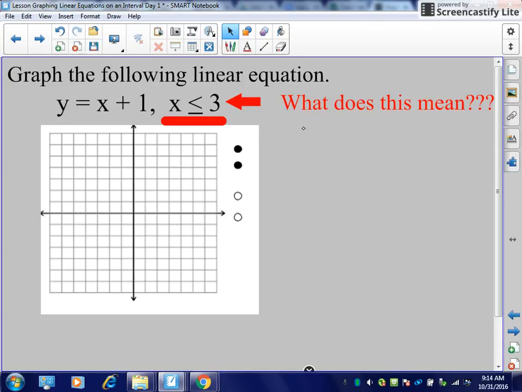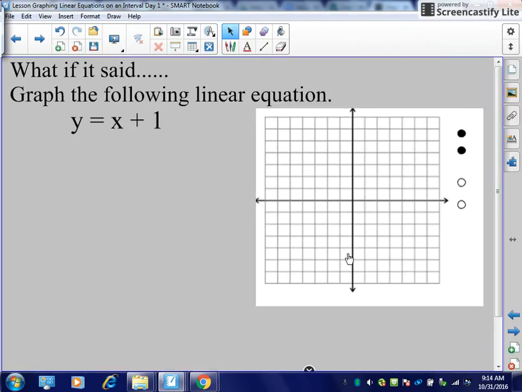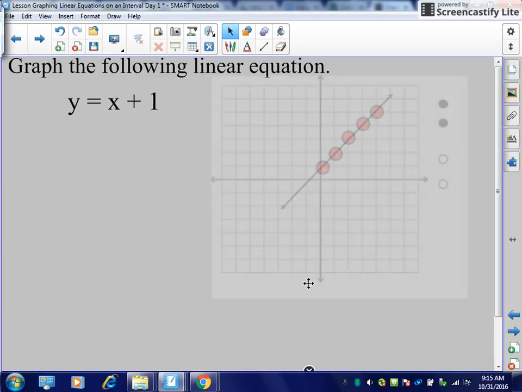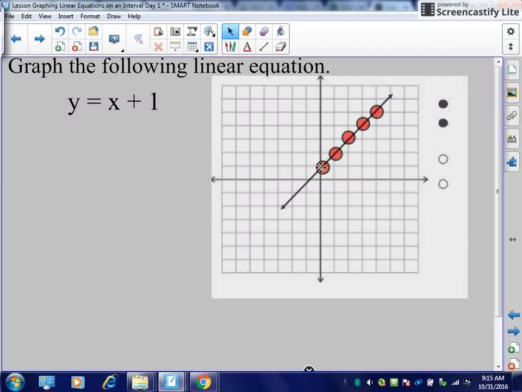Well, what does x less than or equal to 3 mean when we're talking about the equation y equals x plus 1? What if it said just graph the following linear equation y equals x plus 1? Well, we know the y-intercept's 1, and we know the slope is 1. So if we plotted those points with the y-intercept being 1 and the slope being 1, we would go up 1 over 1 to the right, and we keep going until we got enough points to graph it. And so this would be our line.